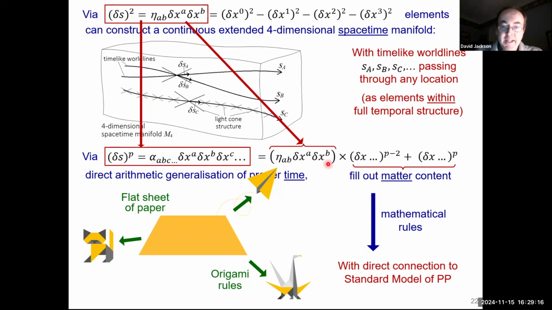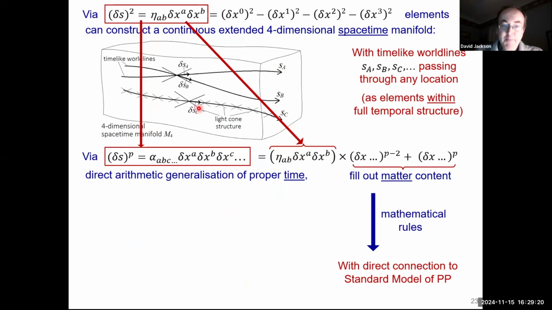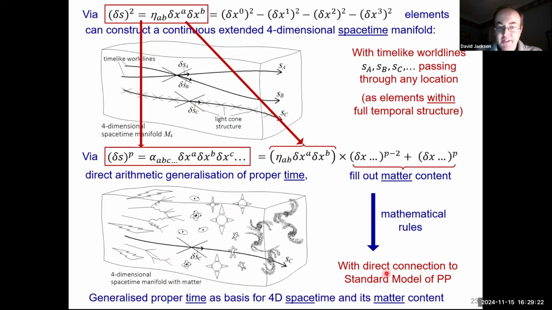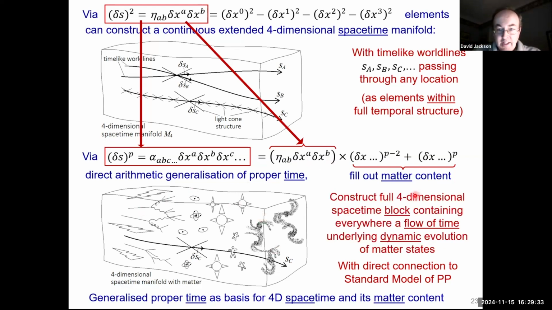But now, because we're taking these elements as composing an extended space-time, then this matter content will fill out a full space-time structure. So these extra components exist everywhere in the space-time and fill out the matter content. But the way we've constructed this is that we have a four-dimensional space-time block. It's essentially a space-time block, but it's built out of the flow of time. We're using elements of time to build this space-time block, which describes this dynamic evolution of matter.